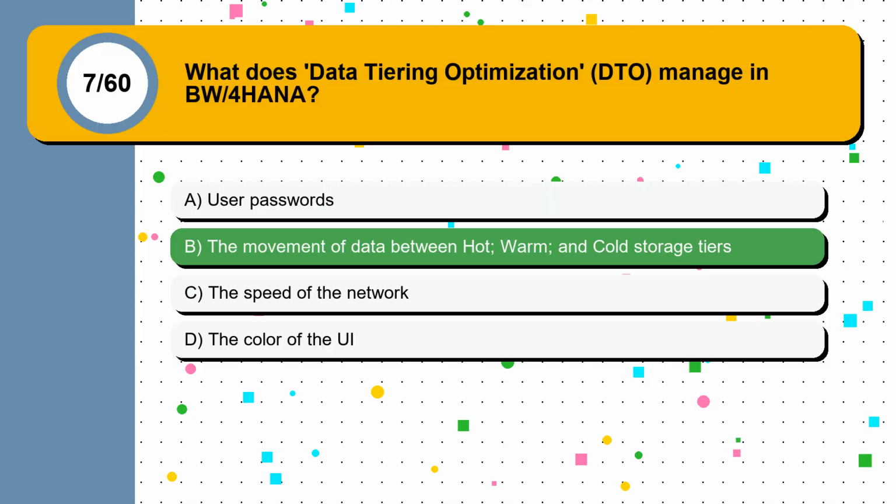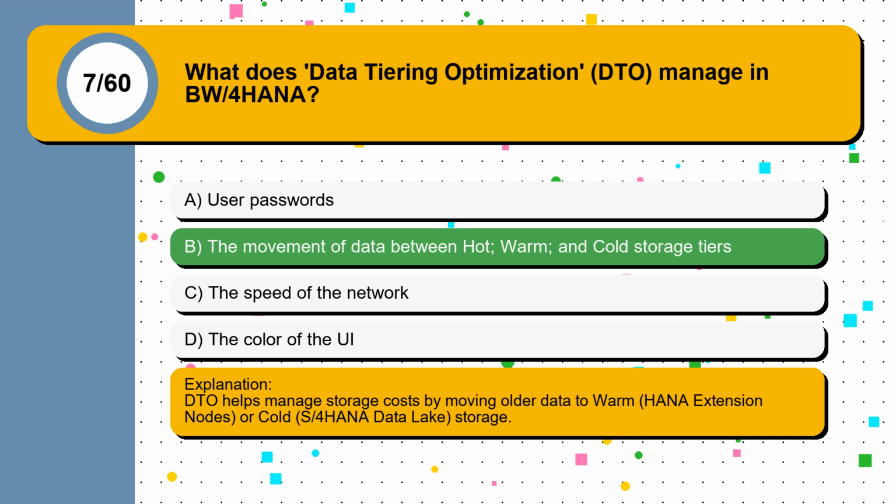The correct answer is option B, the movement of data between hot, warm, and cold storage tiers. DTO helps manage storage costs by moving older data to warm, HANA extension nodes, or cold, S/4HANA data lake, storage.